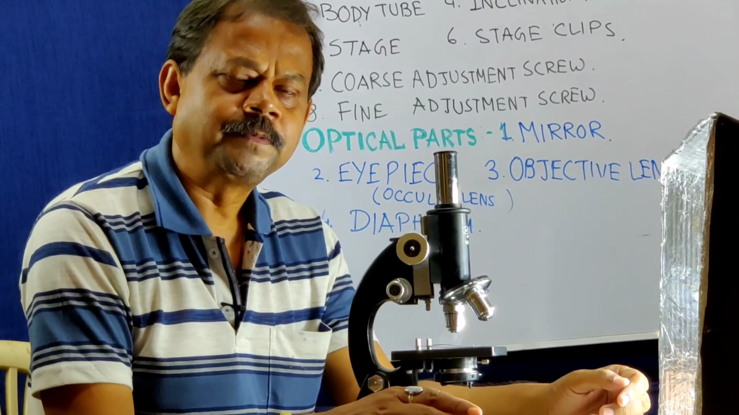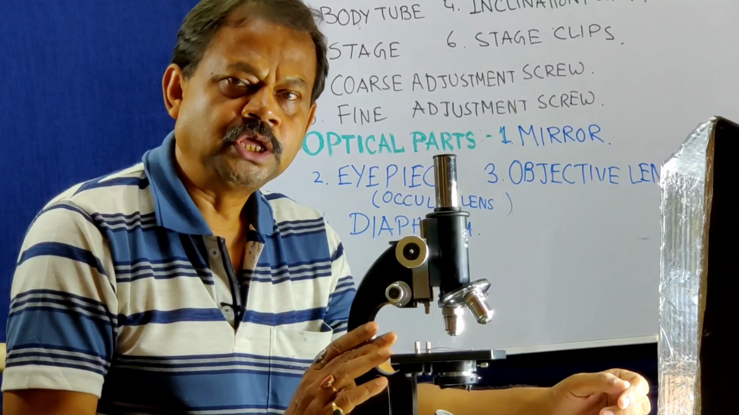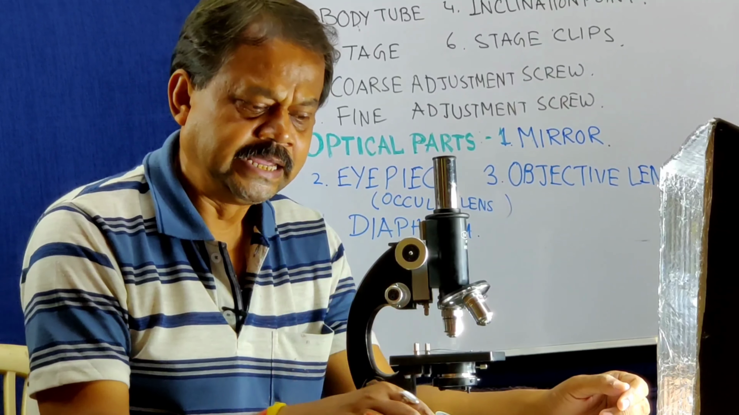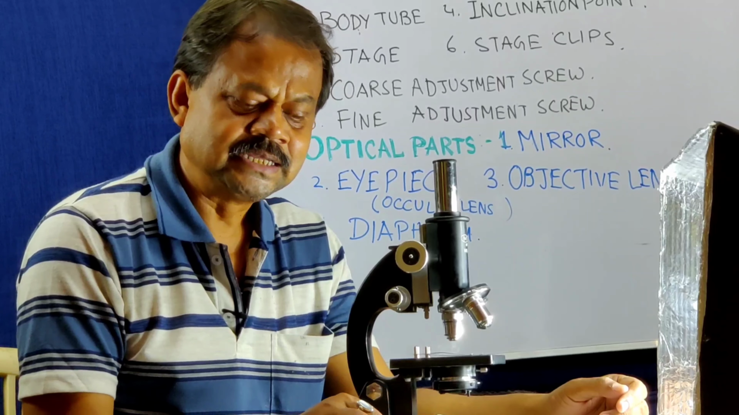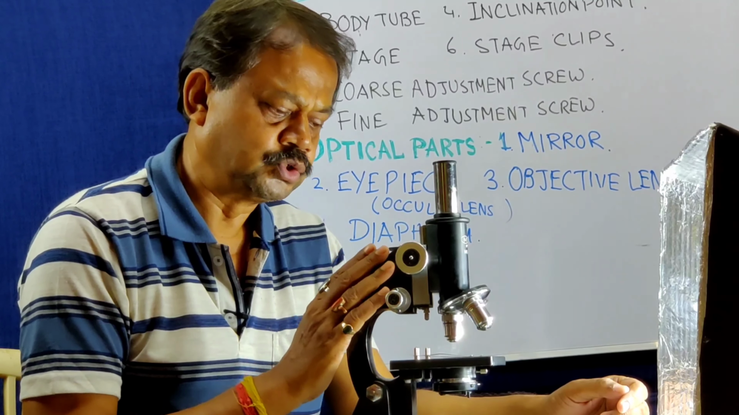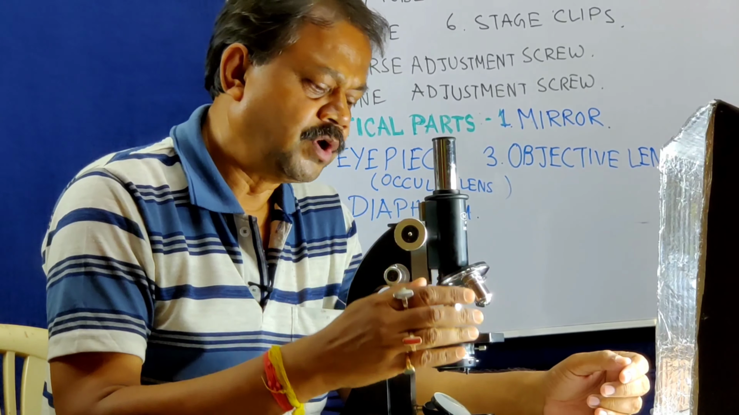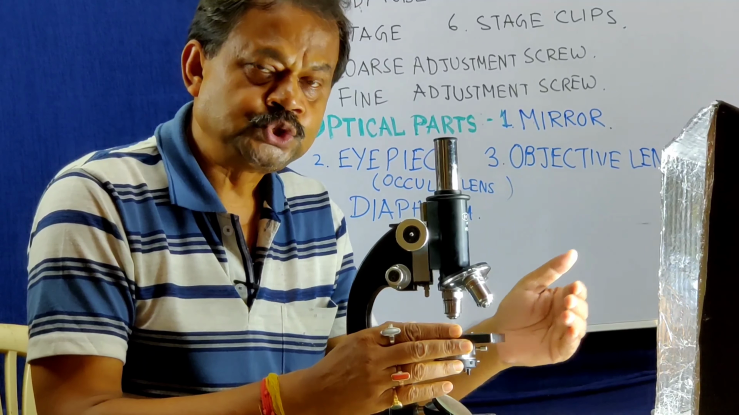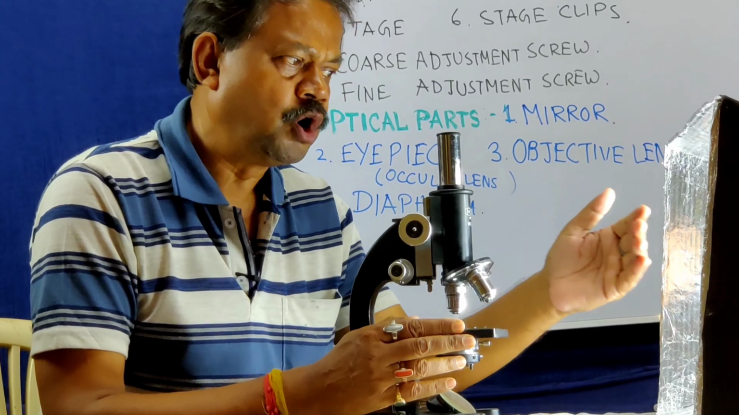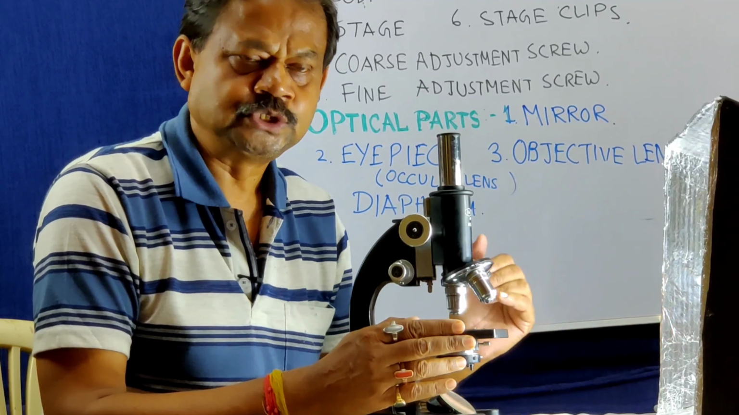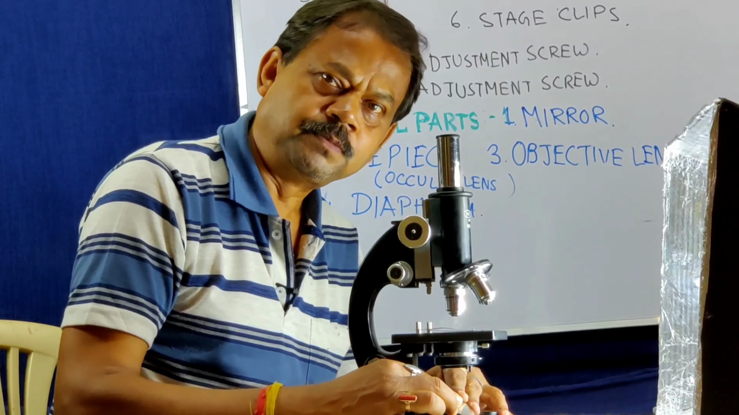So I think you have come to know the different parts of the microscope. Now you will learn how to see a slide under the microscope, or how to adjust the slide under the microscope. The first step is to check the light source, either diffused sunlight or any other electric light source, and this light should fall on the mirror.